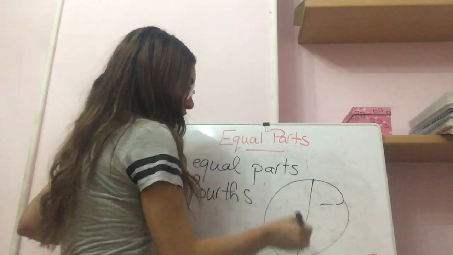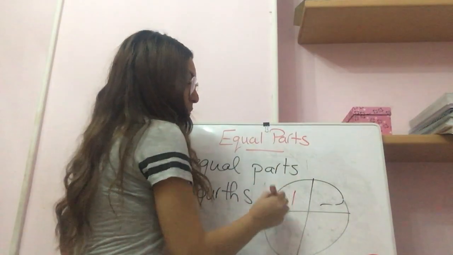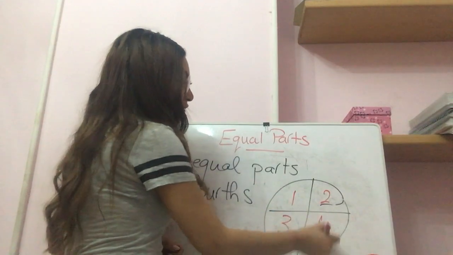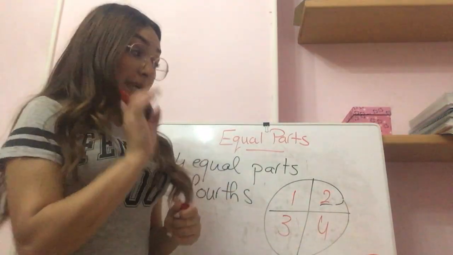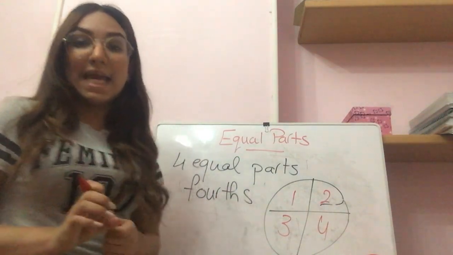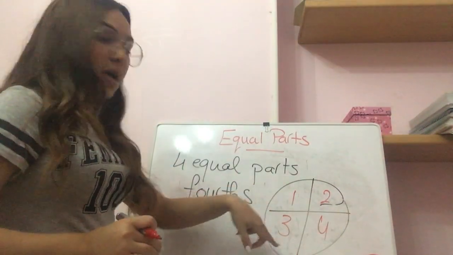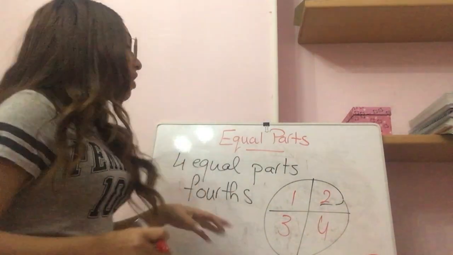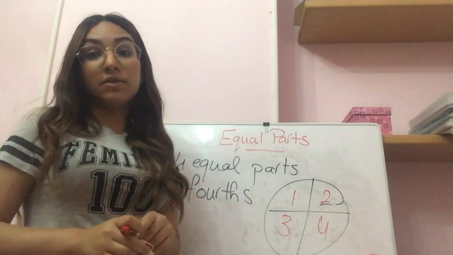So this is my circle, and I cut this circle into 4 equal parts. This is the first part, second part, third part, and fourth part. So these are the 4 parts, 4 equal parts of my circle. So I can say that if I cut these 4 parts, they are going to be 4 individual parts. So I can call them 4/4 of the circle.